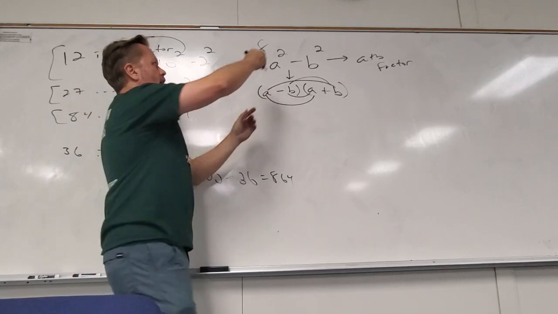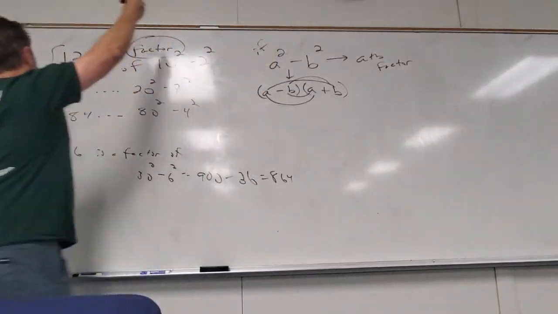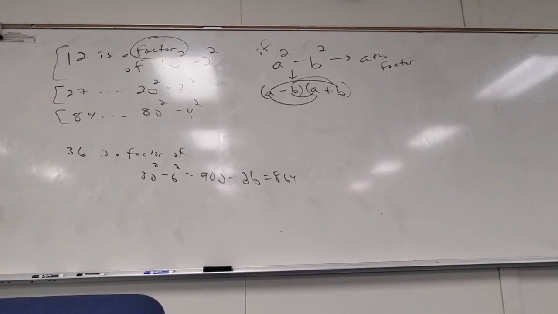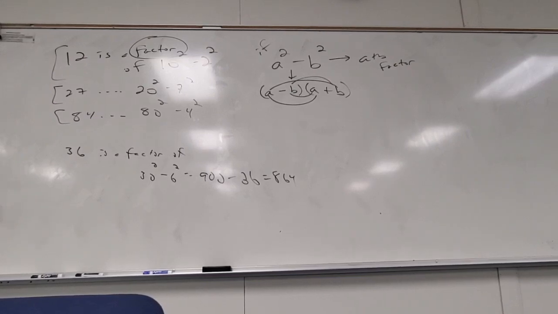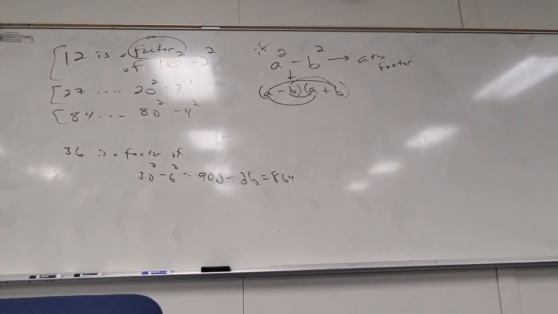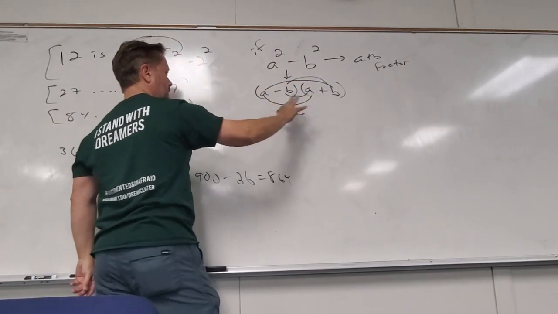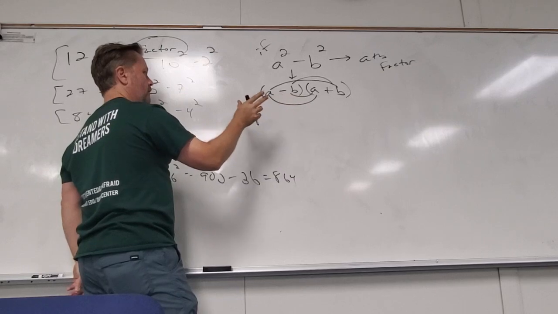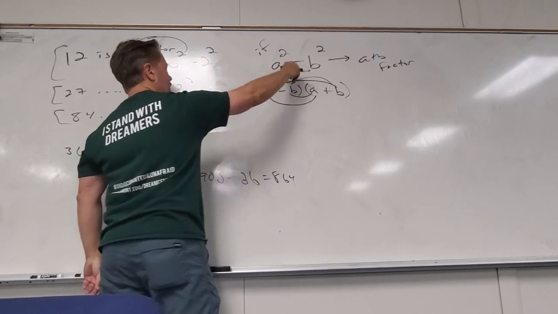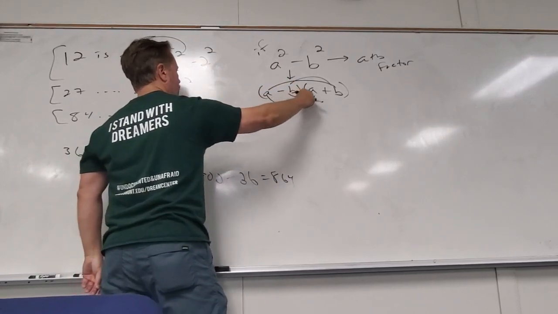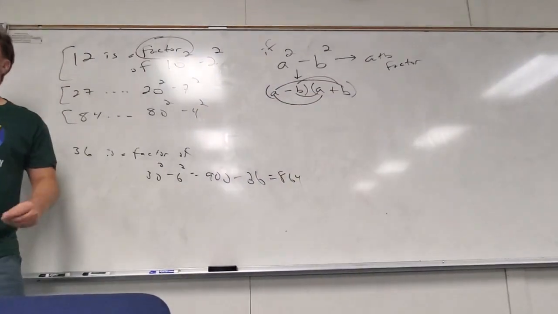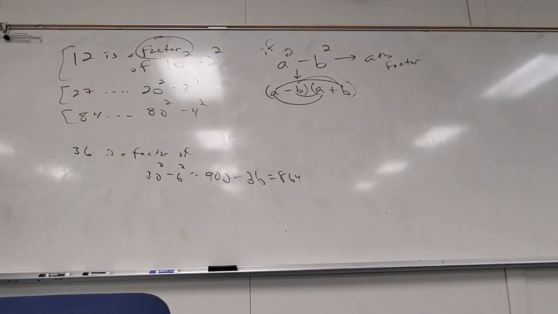Can you tell me what the factors of this are? In fact, for example, 12. Give me two factors of 12. 6 times 2. So 6 is a factor of 12. 2 is a factor of 12. What is a factor of A squared minus B squared? Give me one of them. What is A squared minus B squared? Isn't it A minus B times A plus B? Yes. Just like 12 is 6 times 2.